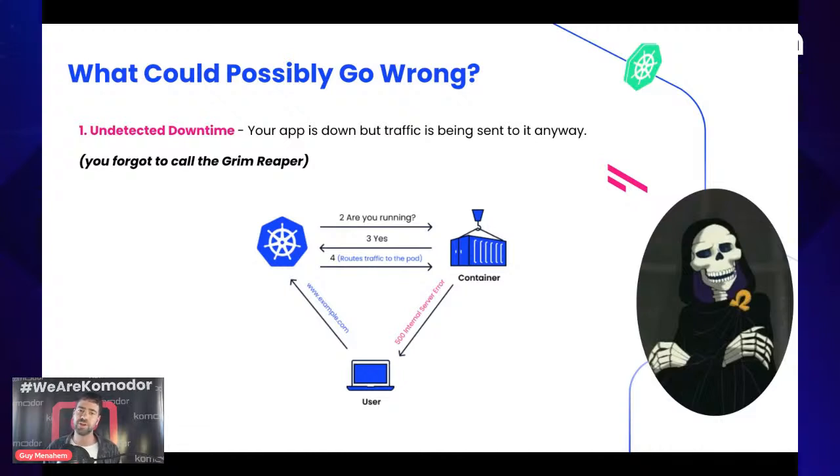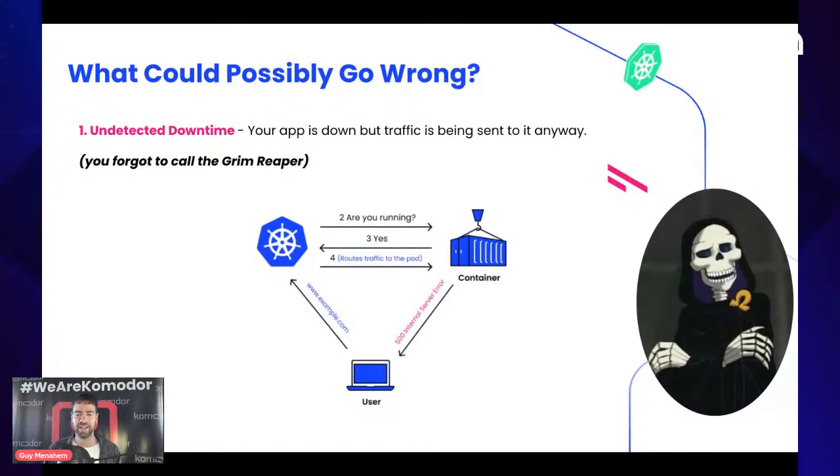So we can take a look at the example just below. The user is going to ask Kubernetes to receive a web page. Kubernetes is going to ask the container, are you running? It's just live and ready together. Let's say this container is faulty, and the container is going to respond yes. So Kubernetes is going to actually route the traffic to it, which is obviously what we want to do.